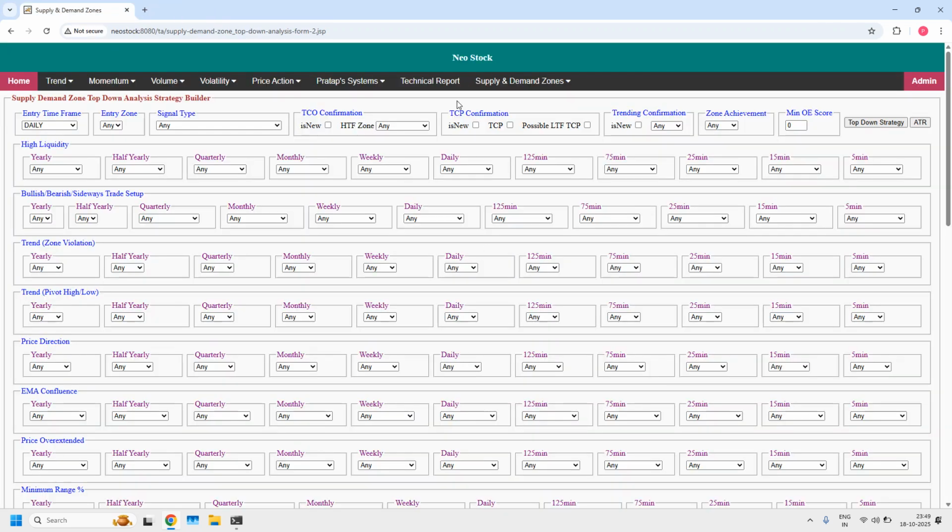Now I am generating different supply demand zone reports with the help of NeoStock Software's supply demand zone top-down analysis strategy builder. And a few instructions before starting the reports. For each report, I am giving you very few seconds time to watch the reports. I request you pause the video, study the report and proceed to the next reports. And I might be giving some commentary for each of the reports. If you want to listen the commentary, please go through the entire report without pausing the video. Once you complete the commentary about that particular report, then you can pause, study the report.